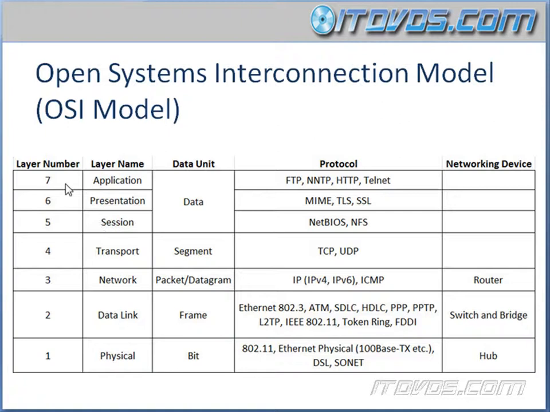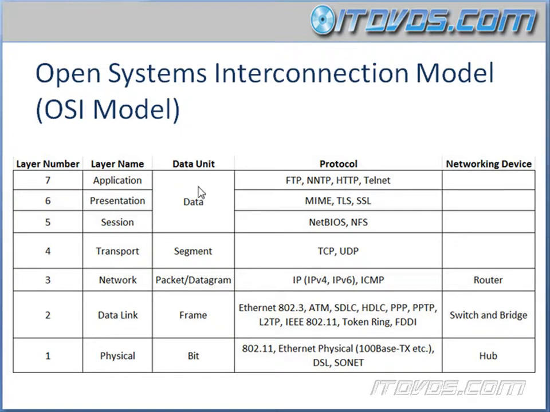We're going to start at layer 7, which is the application layer. The data unit at this layer is going to be the actual data itself. And we'll get into this a bit more in a second. Let's look at the protocols used at the application layer. And this is just an example of a couple. There are a lot of different protocols that are used at the application layer. FTP, NNTP, HTTP, and Telnet.